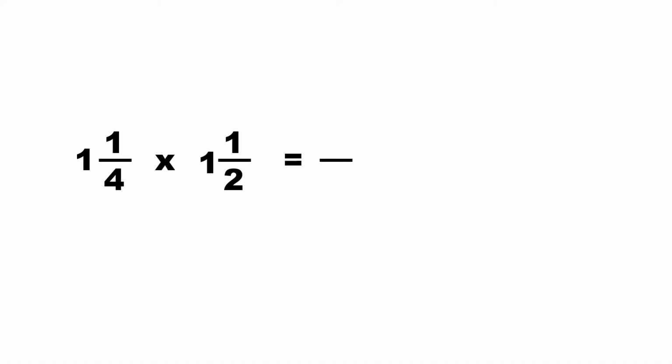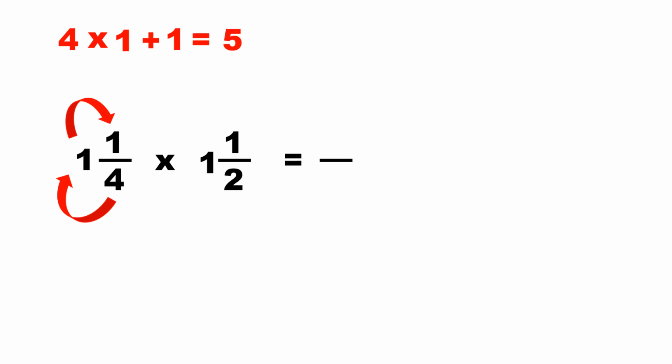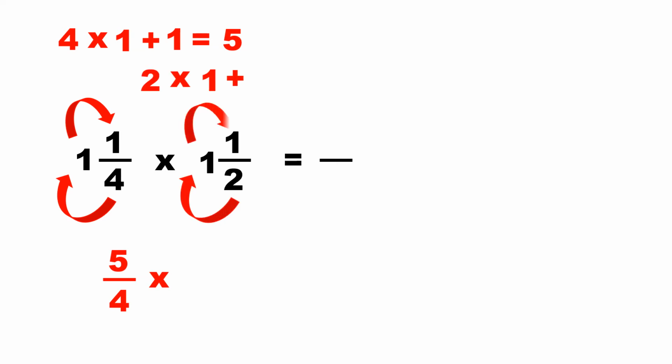Here we got 1 1/4 times 1 1/2. We have to take the mixed fractions and make them into improper fractions. So 1 1/4, we take the denominator times the 1, which will be 4, plus the numerator on top will make it 5. So we write 5 over 4. We then multiply it by 1 1/2. First, let's make it into an improper fraction. 2 times 1 will be 2, plus the numerator, the 1 on top, will make it 3. So we write 3 over 2.